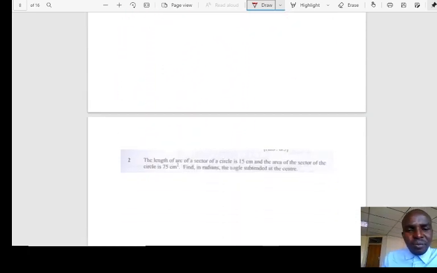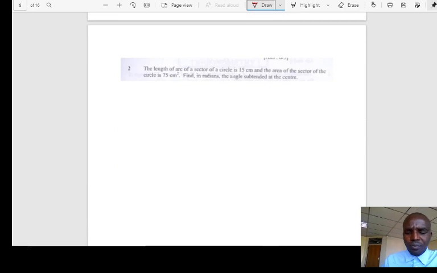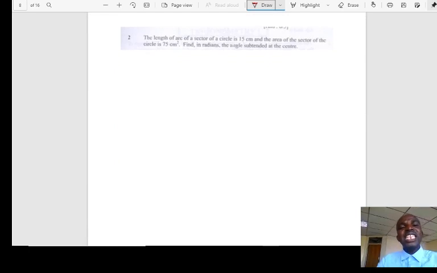Next question, question number 2. It reads, the length of arc of a sector of a circle is 15 centimeters. So this is the arc length, please take note of that. How can you calculate arc length? You say r theta. So r theta is equal to 15 centimeters. That's the arc length. And the area of the sector of the circle is 75 square centimeters. Find in radians the angle subtended at the center.